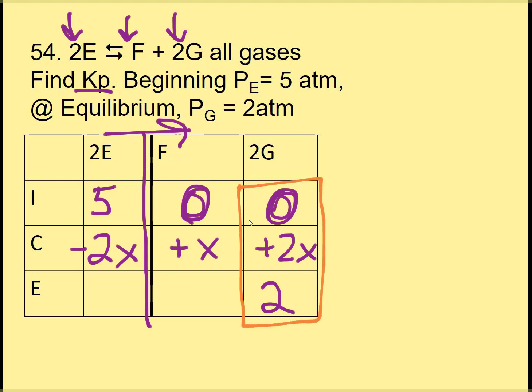So I'm going to do a little algebra problem. So 0 plus 2x equals 2. And solving for x, x equals 1. So I can go put a 1 where all the x's are and then figure out what the value is going to be. So on this first column, I'm going to have 5 minus 2, so I can get 3.